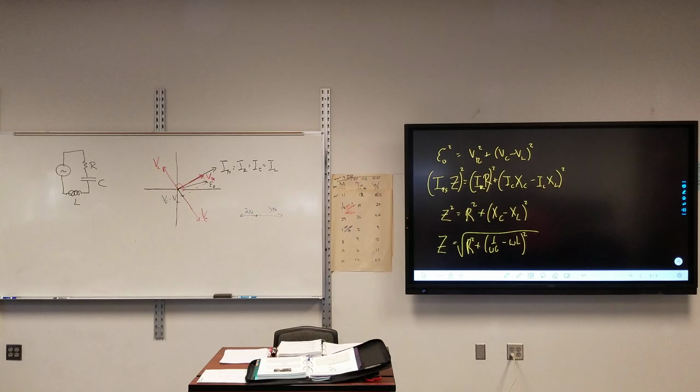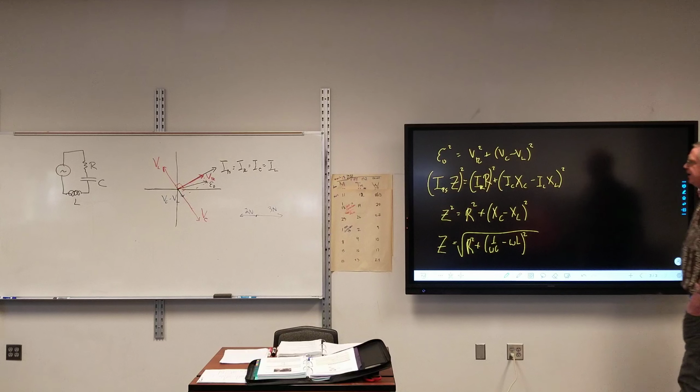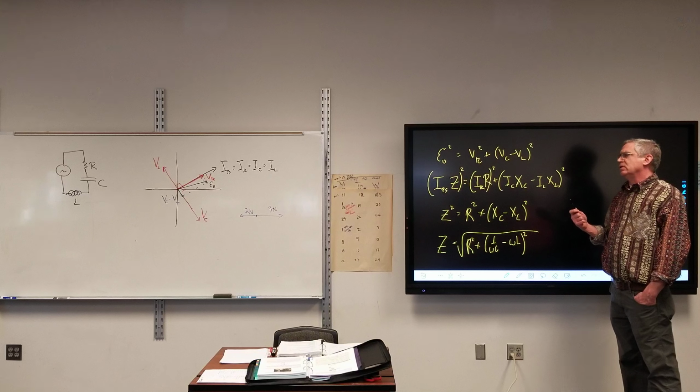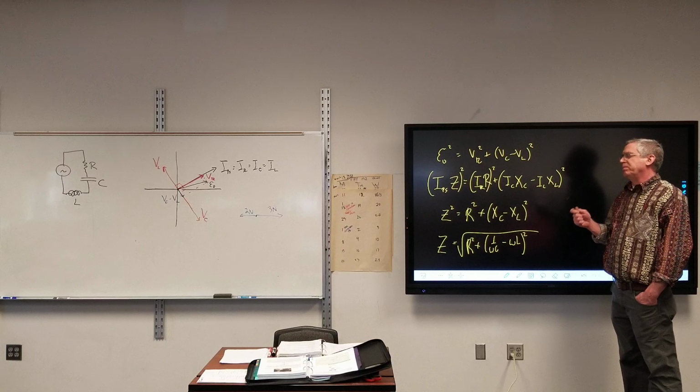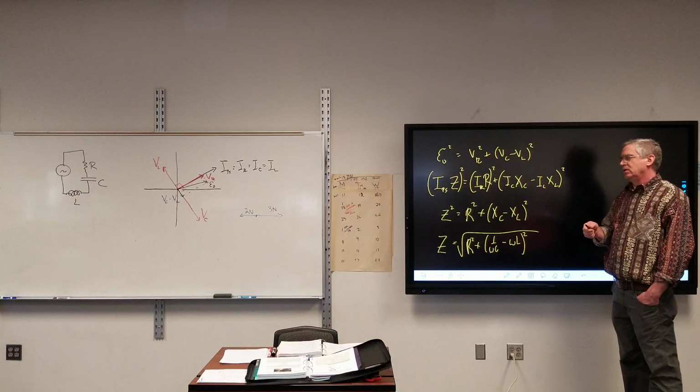And L is the inductance. Why is it different? Or why is omega L not over 1? It comes down to that the voltage of capacitance depends upon the charge, and the voltage of an inductor depends upon the change in the current.